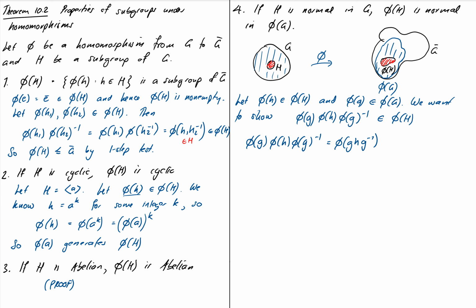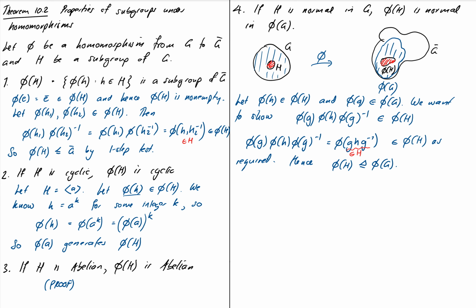And because capital H is a normal subgroup of G by the normal subgroup test, this element here has to be a member of H. And therefore, overall, this thing is a member of phi of H as required. Hence, phi of H is a normal subgroup of phi of G.